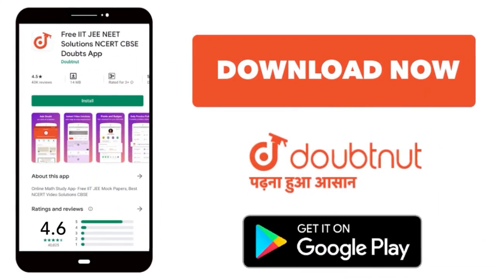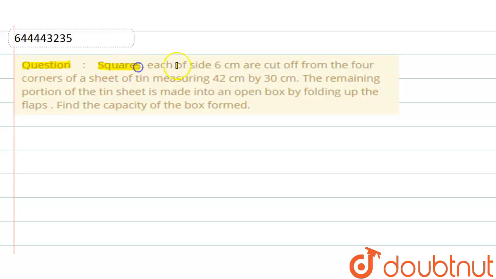Hello friends, question is: squares, each of side 6 cm, are cut off from the four corners of a sheet of tin measuring 42 cm by 30 cm. The remaining portion of the tin sheet is made into an open box by folding up the flaps. Find the capacity of the box formed.